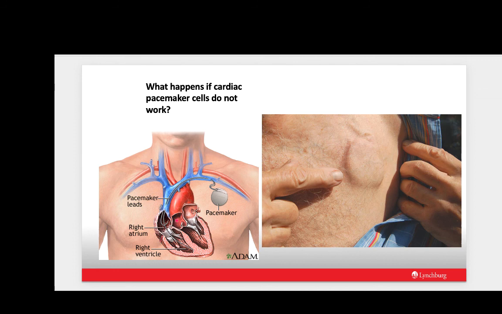Sometimes you have what are called demand pacemakers. And so they're only going to start initiating a contraction when you need it. So they don't necessarily stimulate contraction all the time, but if your heart misses a beat, it's going to then take over and stimulate a heartbeat.